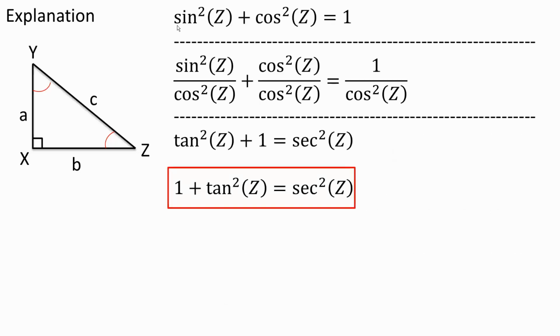Now, what if I divide this side by cosine squared z, this side by cosine squared z, and this side by cosine squared z? This right here would give us tan squared z plus cosine squared z divided by cosine squared z is 1, so plus 1 is equal to, and we know that 1 divided by cosine squared z is equal to secant squared z. So right here we just proved that 1 plus tan squared z is equal to secant squared z.